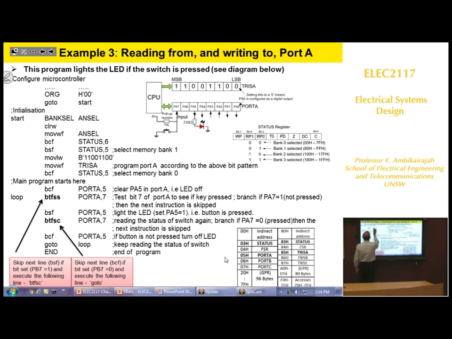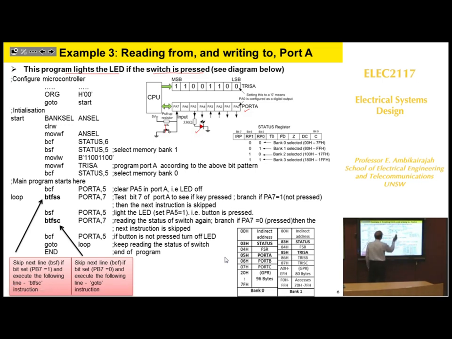So you can see this program lights the LED if the switch is pressed. Here's the diagram. We are only dealing with port A. If I press this switch, the LED glows. If I leave it open, the LED is off. It's as simple as that. That's what we have to do in this particular program. How do we achieve this is the question.